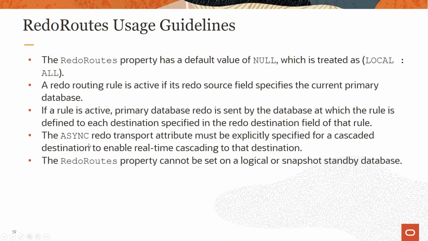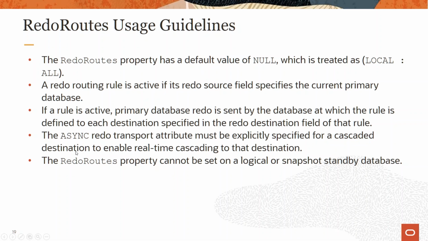The ASYNC redo transport attribute must be explicitly specified for a cascaded destination to enable real-time cascading to that location. The RedoRoutes property cannot be set on a logical or snapshot standby database.